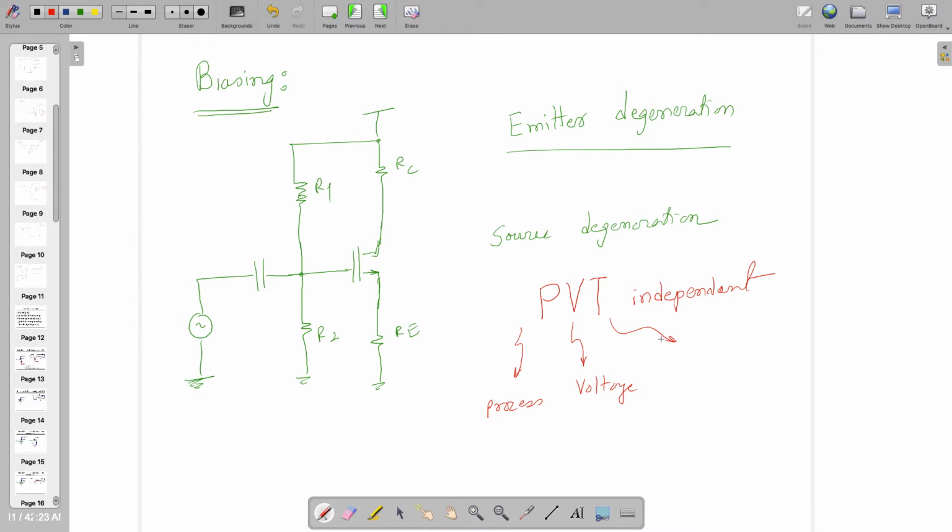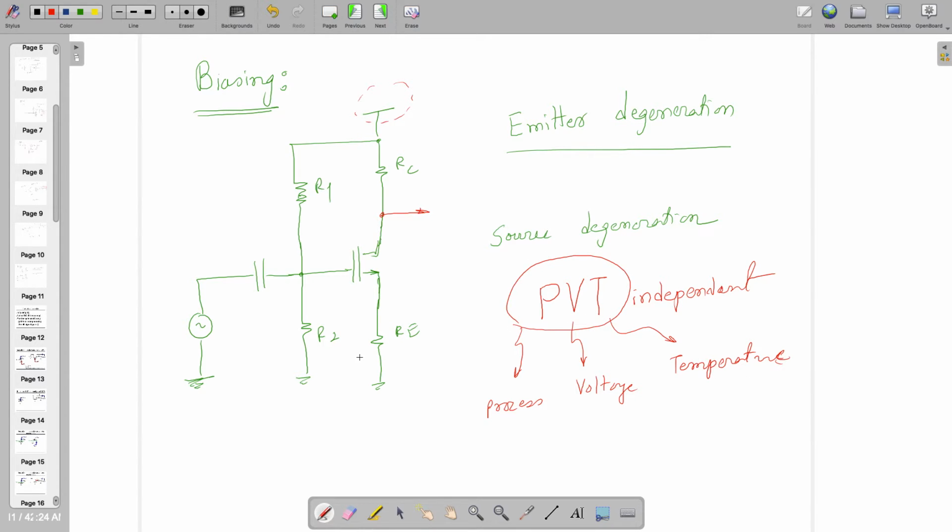So any process or any voltage. This transistor is made by TI, Fairchild, or Analog Devices or anything. In all the cases, it should work. That's called process, whose beta, even if it is varying, the result has to be the same. Voltage, if your VCC or VDD in the case of MOSFET is varying, it should give the same gain as we want, and temperature also. So we want uniform output across process, voltage, and temperature.